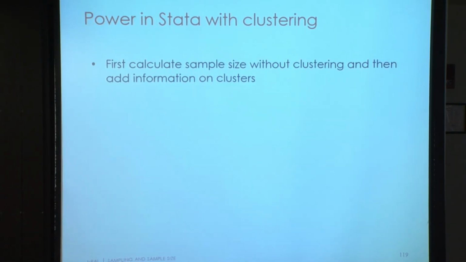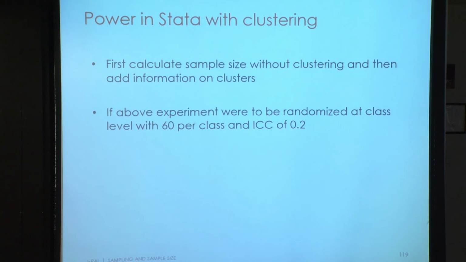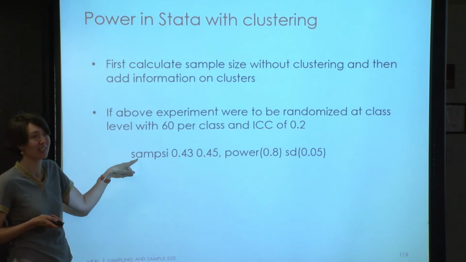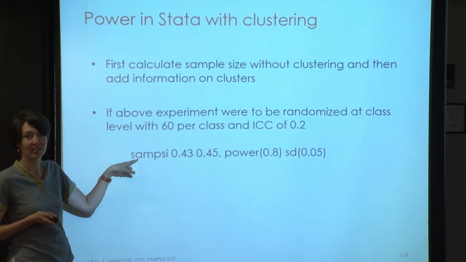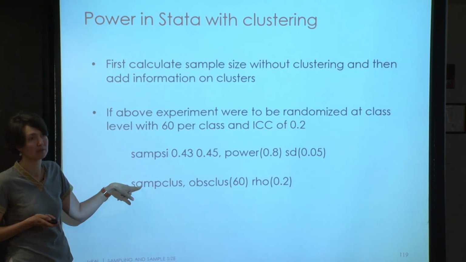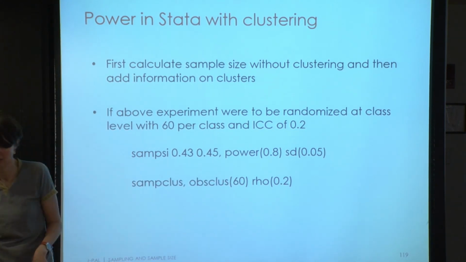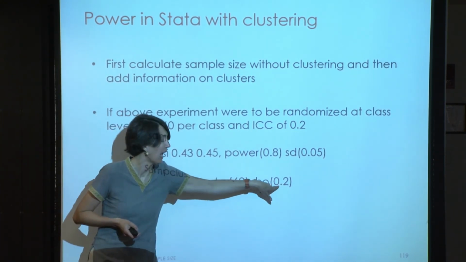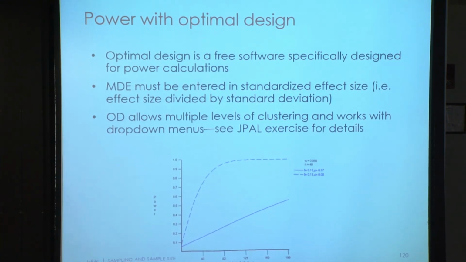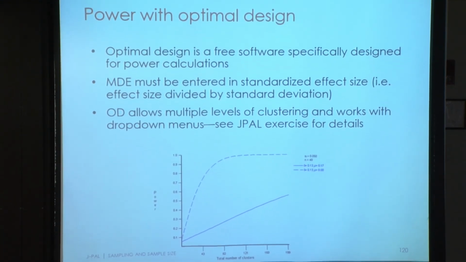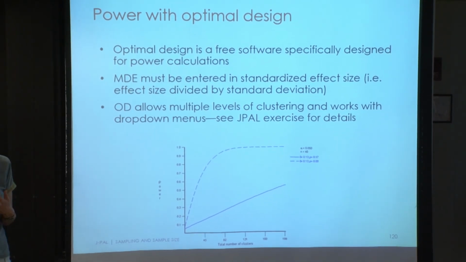Power in Stata with clustering. We first calculate the sample size without clustering, and then you do an add-on. So in the above experiment, if you were to randomize at the class level with 60 per class and an ICC of 0.2, you do exactly the same thing that you just did, right? Assume it's an individual, and then you'd add sampclass. You do another command for sampclass, telling it about what the clustering is, the observations per cluster, and the rho. And Optimal Design is special software that's designed for doing power calculations.